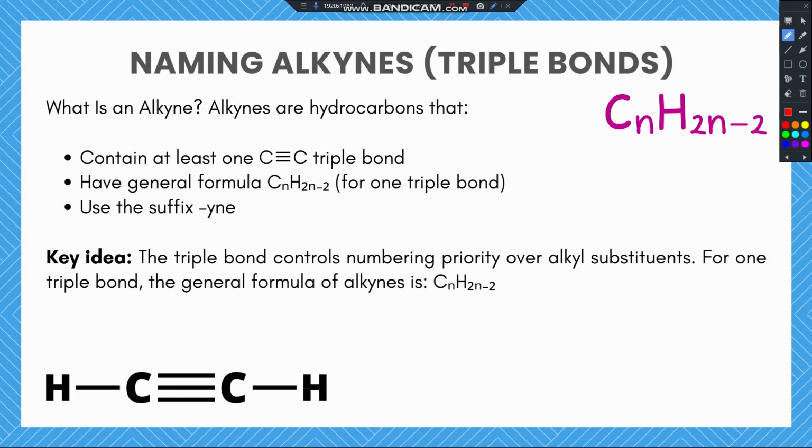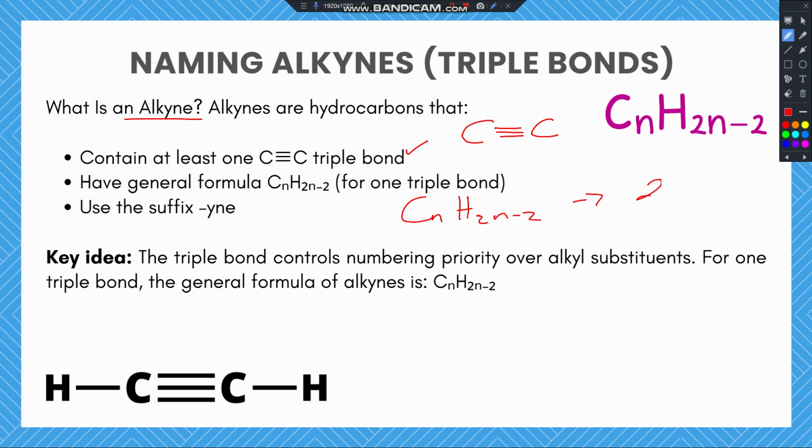So the first thing we want to get out of the way is knowing what an alkyne is. So what is an alkyne basically? An alkyne is a hydrocarbon that contains at least one carbon to carbon triple bond, one, two, three, between two carbon atoms. Now, alkynes have a general formula CnH2n minus 2. What this simply means is if I know the number of carbon atoms present in an alkyne compound, then I can determine what the molecular formula will be.